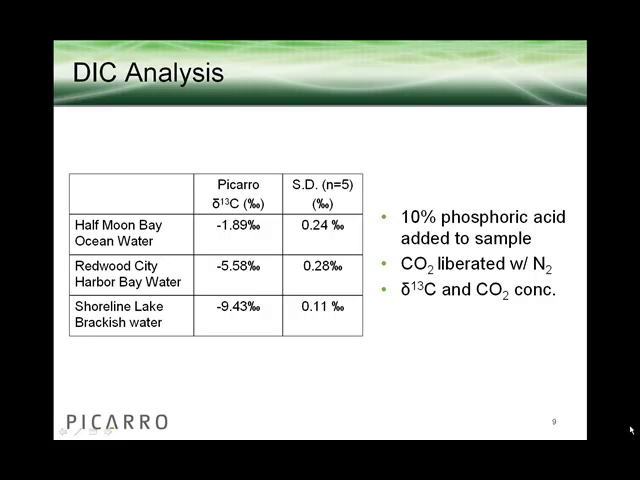10% phosphoric acid was added to each sample, nitrogen was bubbled through the water-acid mix, and the liberated CO2 trapped in a mylar bag. The contents of the bag were then passed through the Picaro analyzer, where delta carbon-13 and CO2 concentration was measured. Given the ease of the application, the standard deviation of 5 replicate samples is very impressive, ranging from 0.11 per mil through to 0.28 per mil.